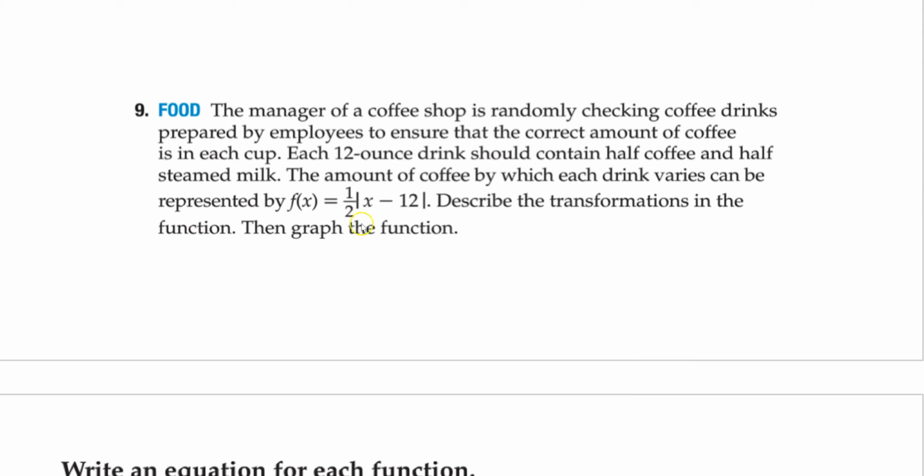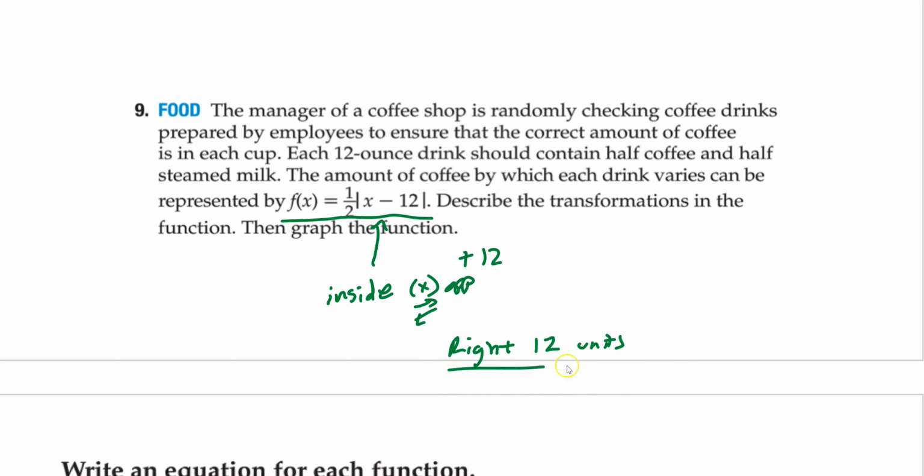All I want to do is describe what it looks like, and then we're going to graph it real quick. So the way we're going to do this is like this. This is on the inside. So inside, x, opposite. Inside x tells me it's moved left and right, and opposite means the opposite of that. So it's a minus 12, we're going to treat it like a plus 12. So we're going to move it right 12. You can say shift right 12 or just move it right 12 units. So that's the first thing.